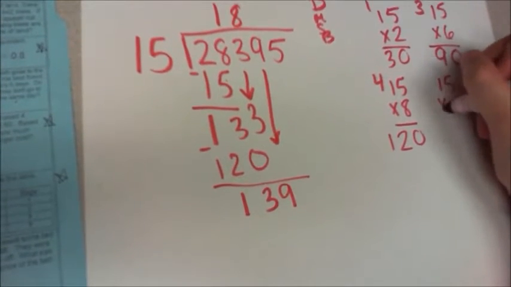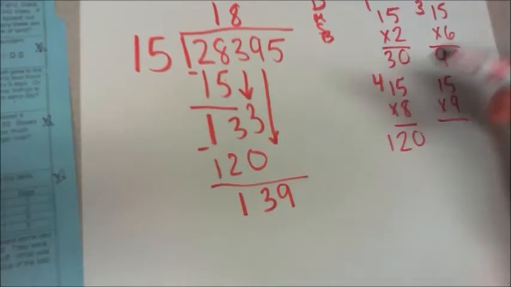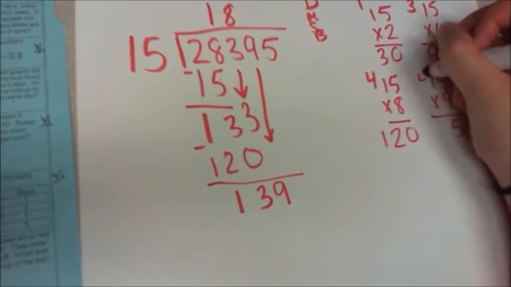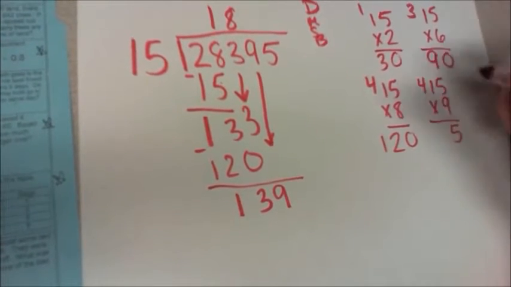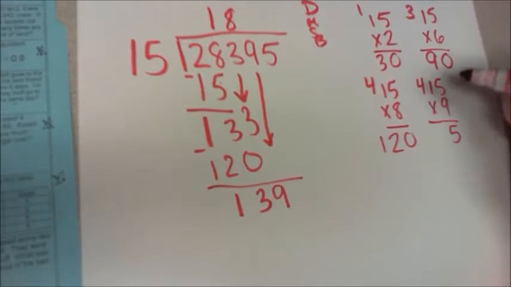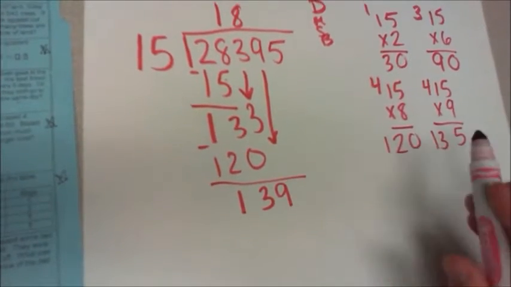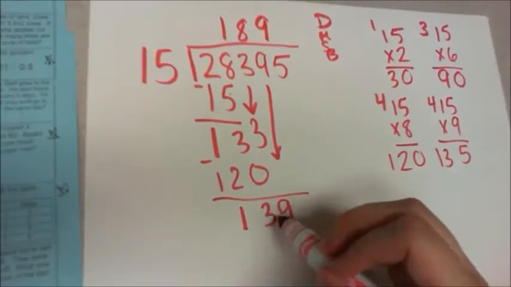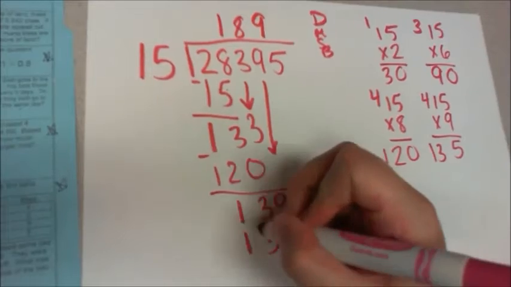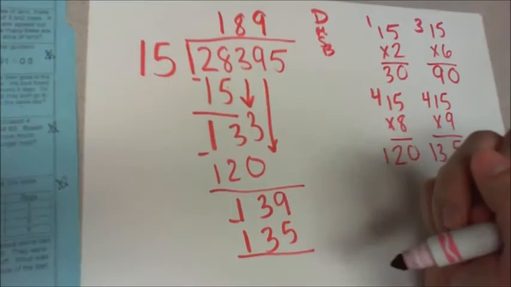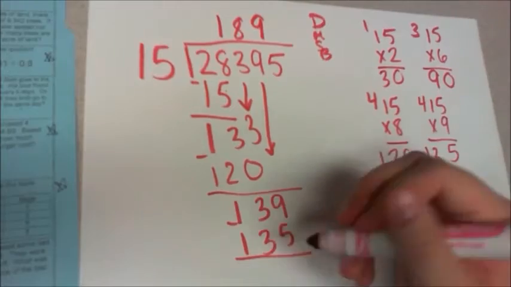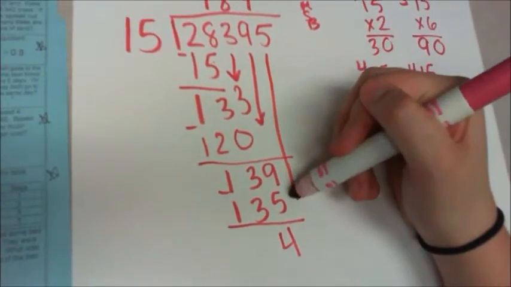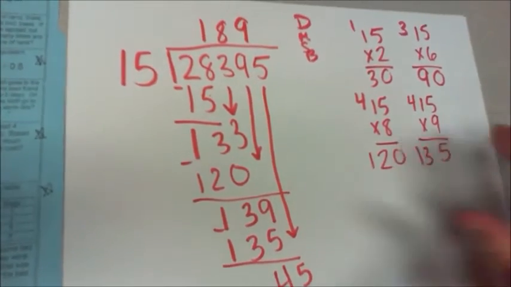Well, let's try 15 times 9 and see if we can get any closer than we could with 133. 9 times 5 is 45. Carry the 4. 9 times 1 is 9, plus 4 is 13, so 135. That's pretty darn close, so it goes into it 9 times. 9 times 15 is 135. Let's subtract. 9 minus 5 is 4. 3 minus 3 is 0, and 1 minus 1 is 0. Now we'll bring down the 5.